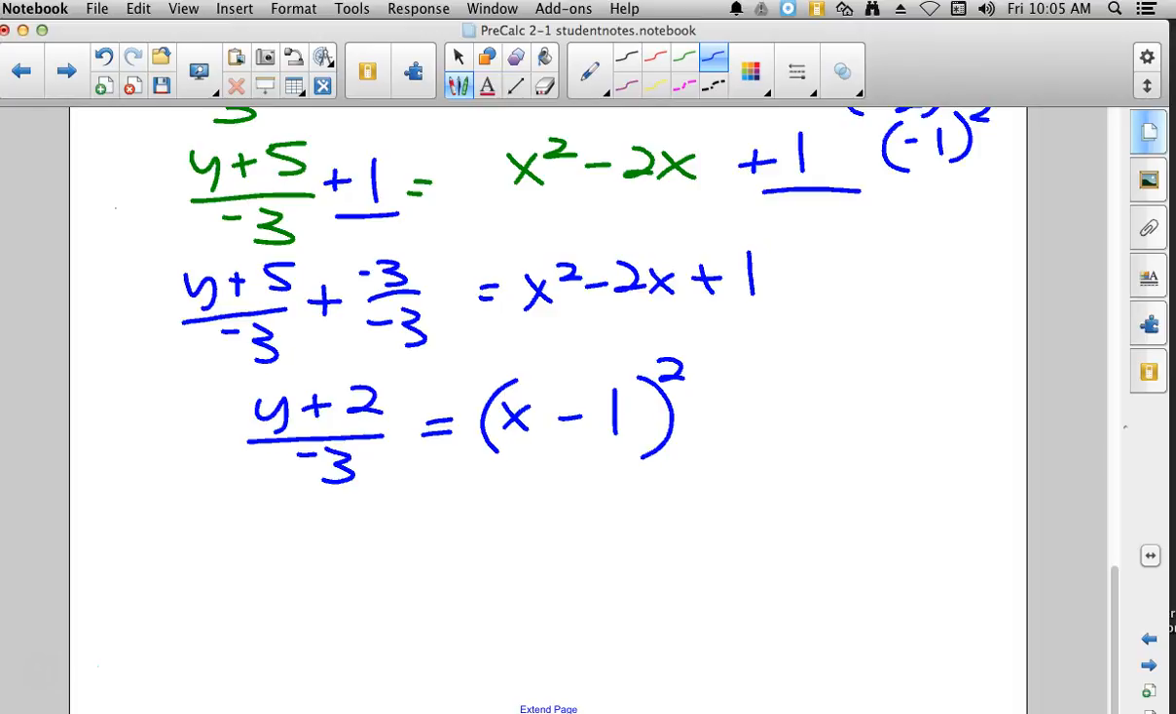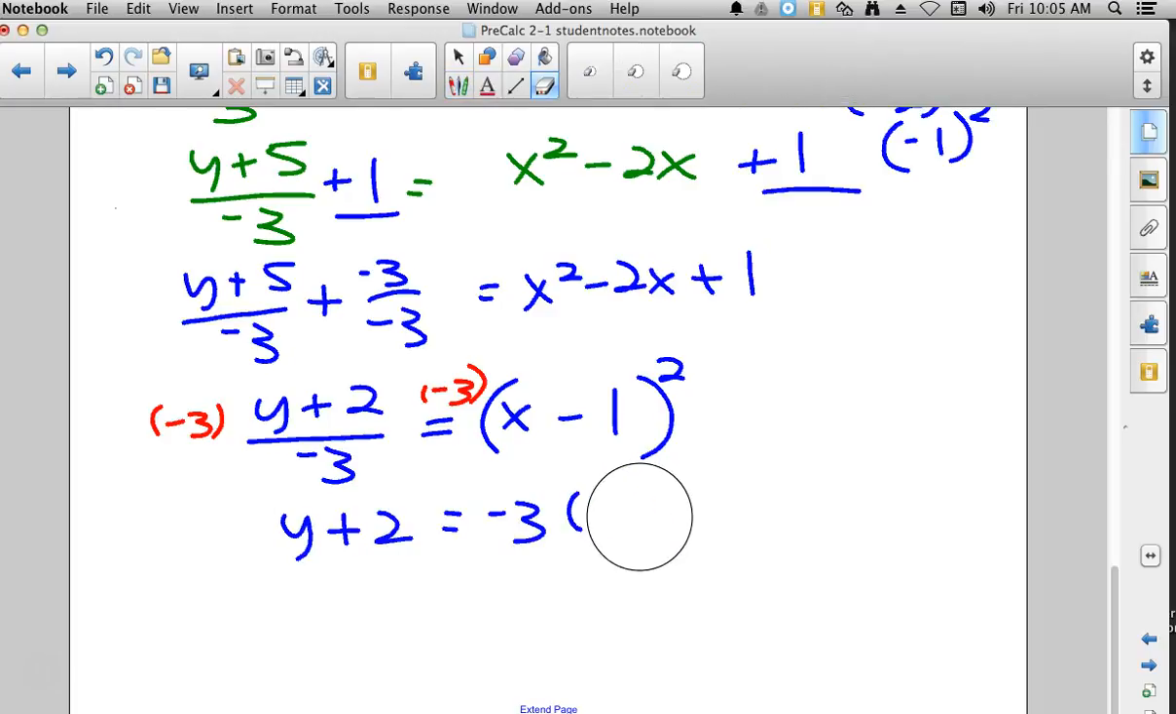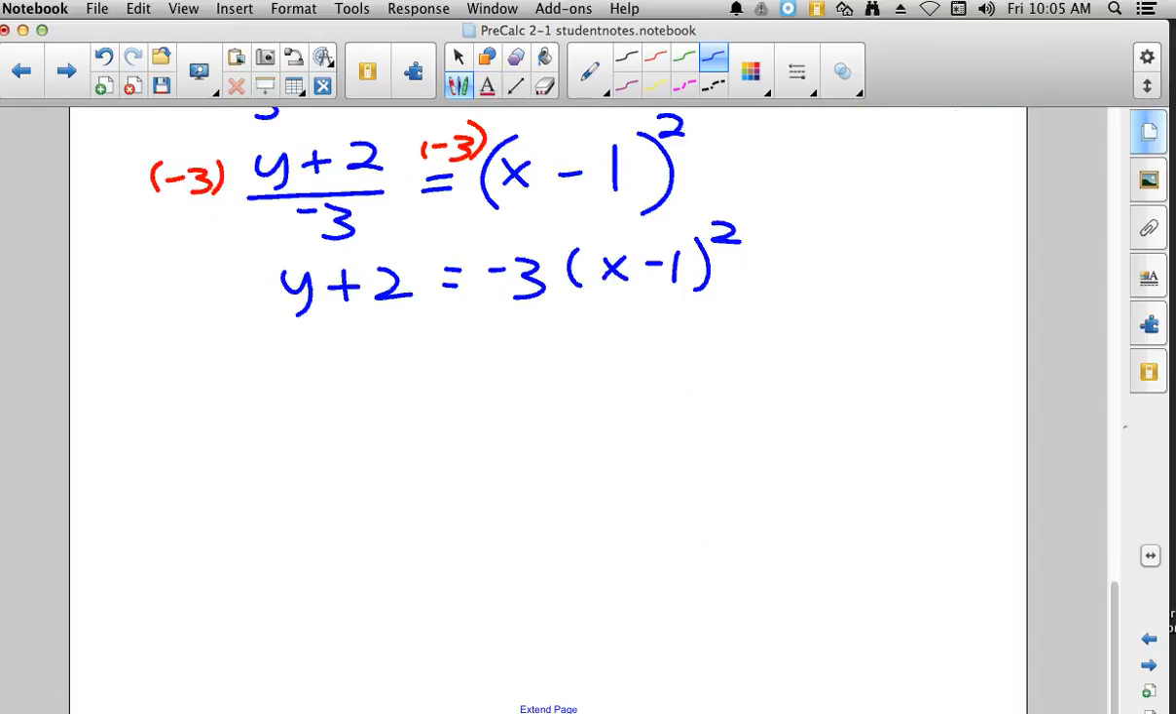To undo division, you multiply. So we're going to multiply both sides by -3. And at this point, usually somebody says, should we distribute that -3? What do you think? Should we? No, we want a x minus h squared plus k. And we're super close, because all we have to do now is move this 2 over.